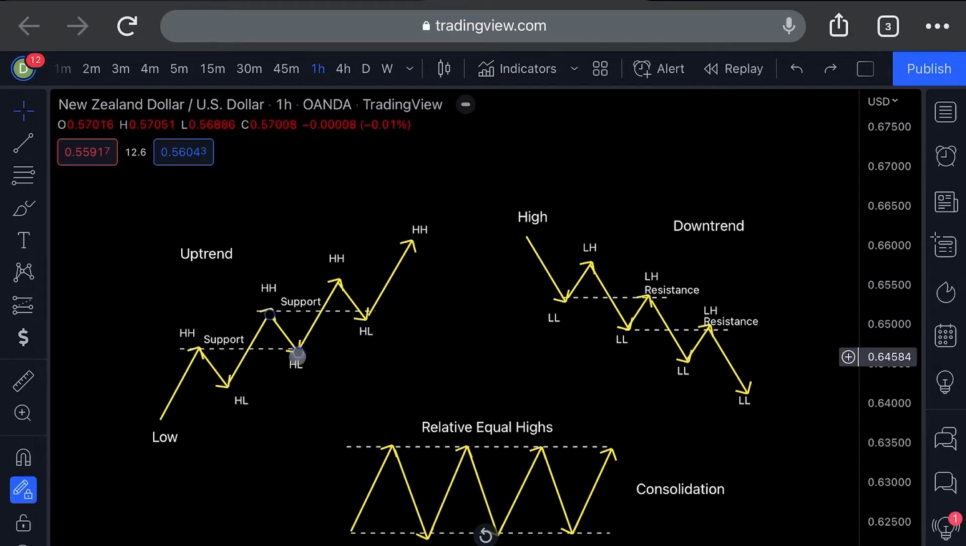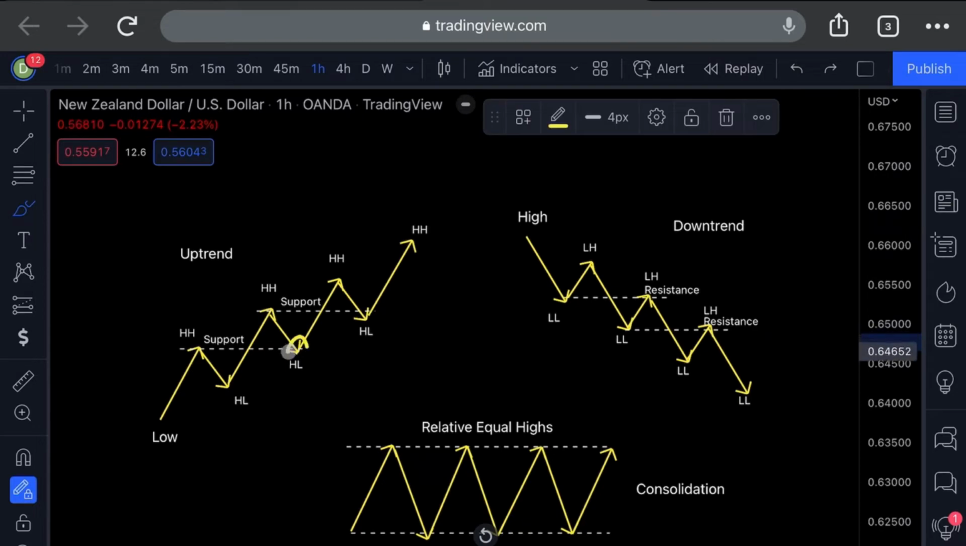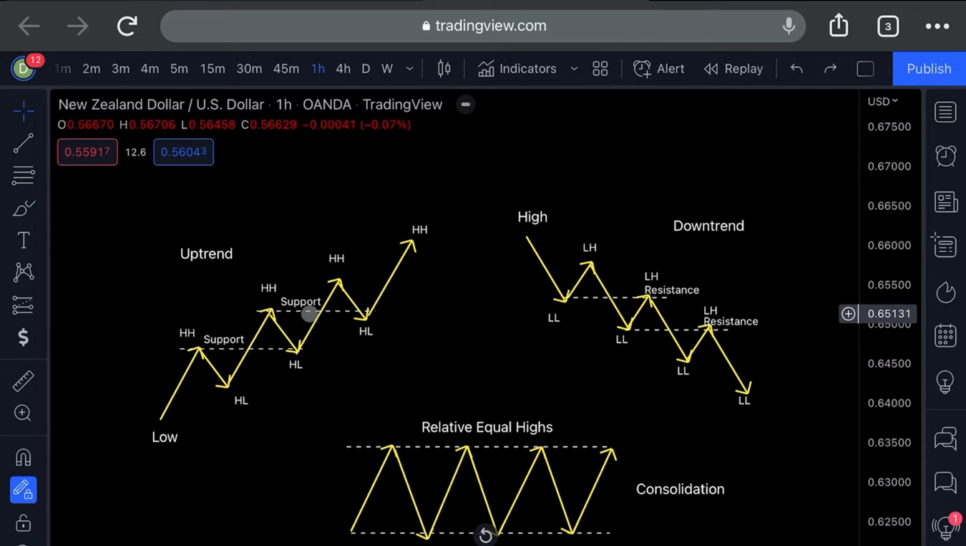So we get another higher low, which is higher than this low right here. And we get a higher high, which is higher than this high right here, with another price leg up, creating another higher high, higher than this. Now we want to see this support line right here hold, and we don't want to see this low right here get violated or traded below. The support line holds, creating another higher low, which is higher than this low, and we get another price leg up, creating a new higher high. That is what you call an uptrend.